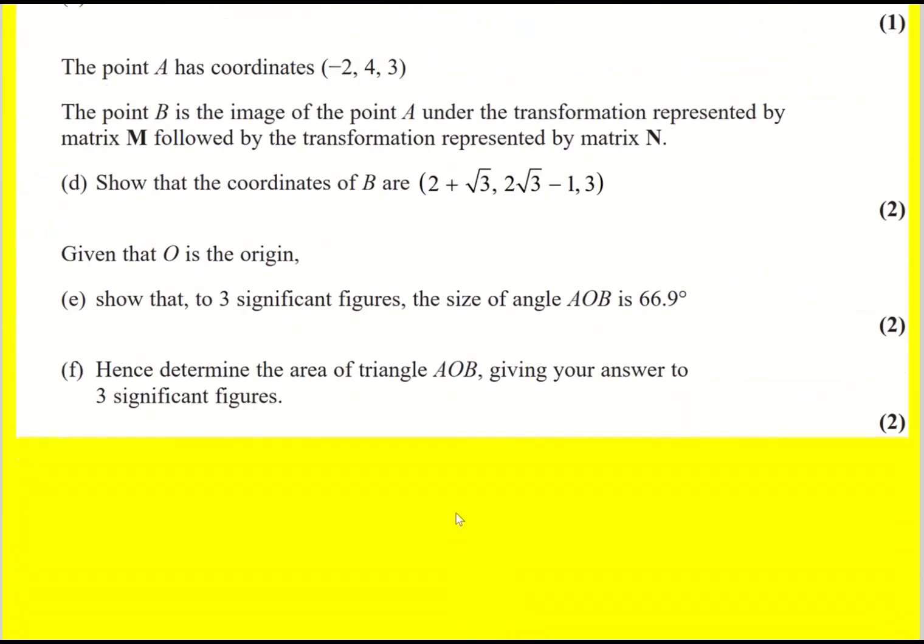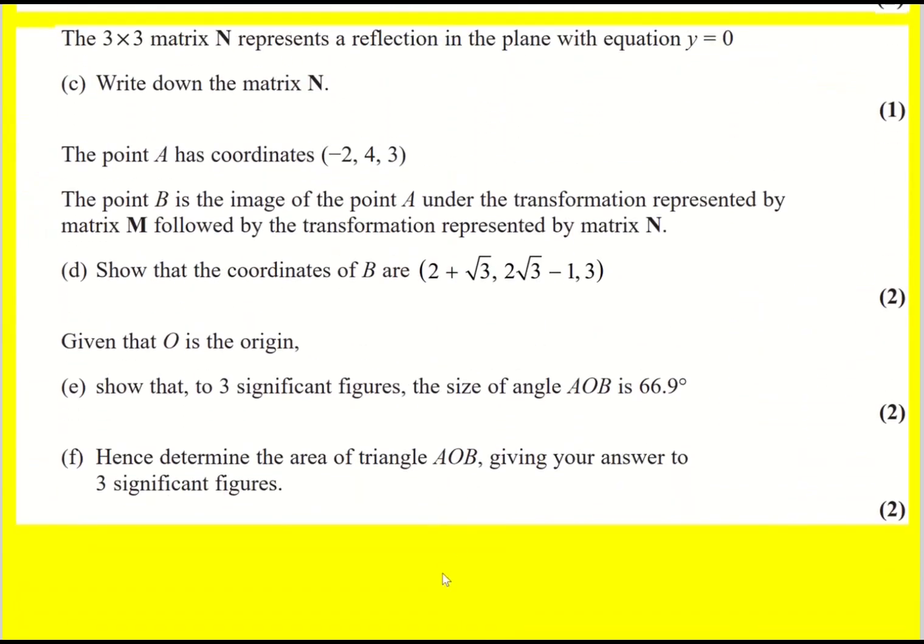Right, now we're told that the 3 by 3 matrix N represents a reflection in the plane with equation y equals 0. So we have a point here, and it's going to go to here. This is y equals 0. Essentially, the y value, if it was say minus 3, is going to jump to 3. It's going to change sign. The x and z are going to stay the same, because maybe x is going this way and z, I don't know if this is a right-hand system, but z is going into or out of the page.